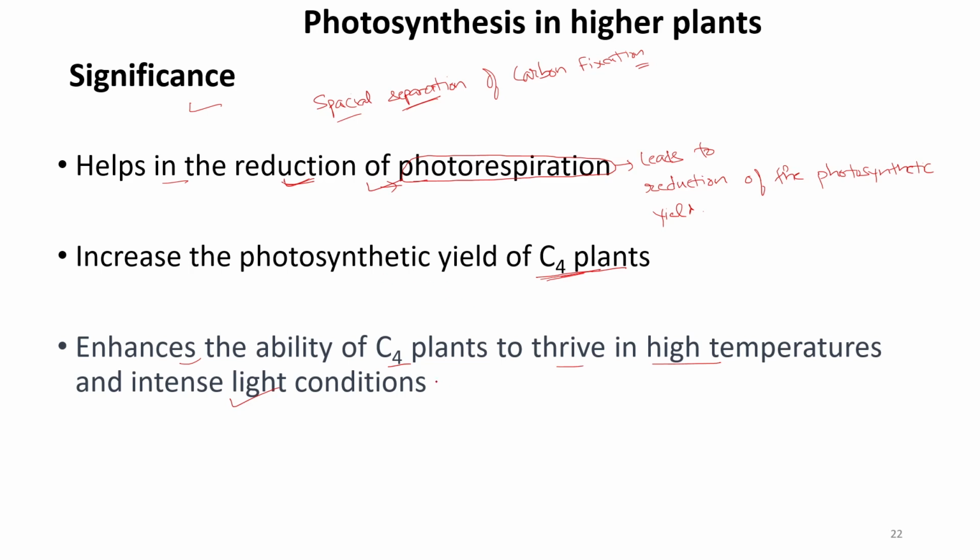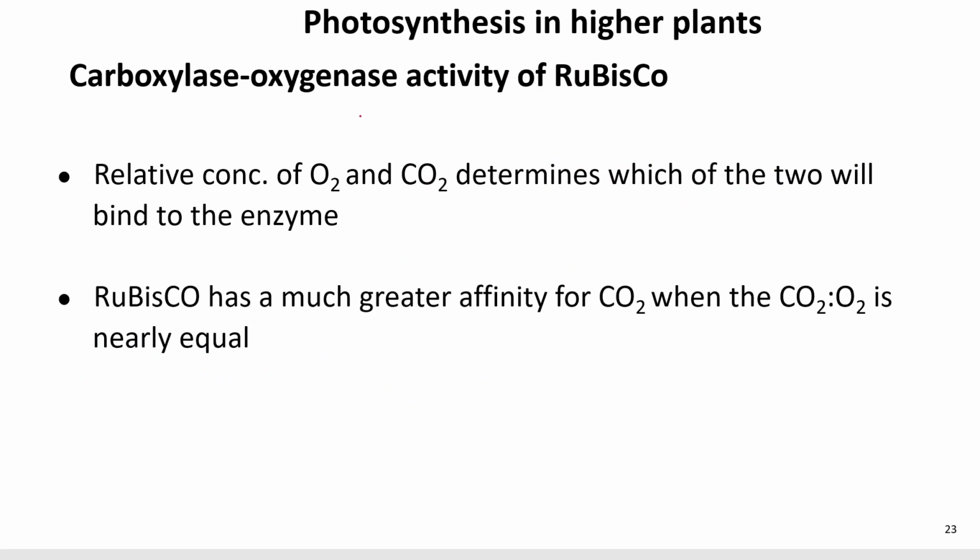So what happens? There is a prevention of water loss also in C4 plants. And there is an increase in photosynthetic yield also. Now let's talk about the carboxylase oxygenase activity of RUBP. We already know that Rubisco shows two kinds of activity. First is the carboxylase, second is oxygenase. Carboxylase means it can bind to carbon dioxide. Oxygenase means the active site of the Rubisco can bind to the oxygen molecule.